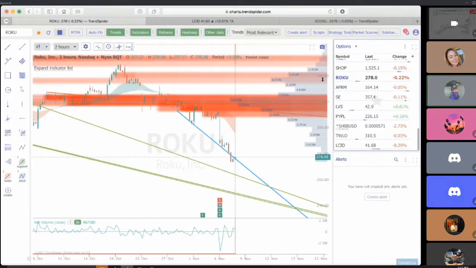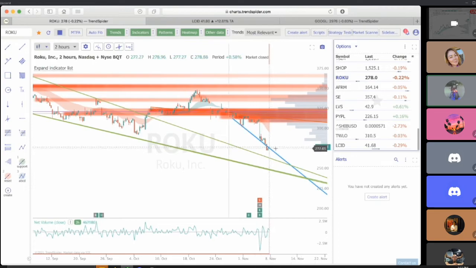When Roku was up at 285 at about noon or whatever it was, they had a dark pool come in for 49 million at 280.72, which is why it dumped. There's zero other volume going into Roku right now. Okay, so just watch this. Watch for a week.